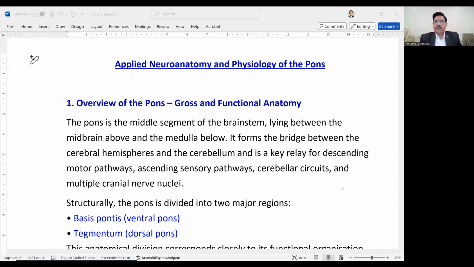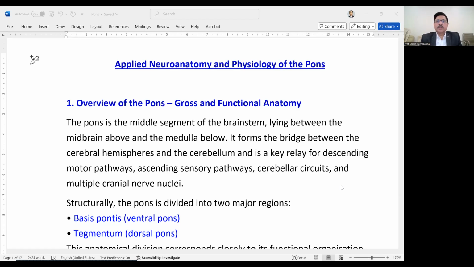Okay, so it is a key relay station for the descending as well as the ascending sensory pathways. Descending pathways are the motor pathways from the cerebral cortex, and the ascending pathways are from the periphery to the cerebral cortex, the sensory ones. And also the cerebellar circuits. There are several cerebellar circuits from the cerebrum via the midbrain and pons to the cerebellum, and from the medulla to the cerebellum. So many connections are there, and this is the relay station for all those things. Not only that, very important cranial nerves are also housed here.